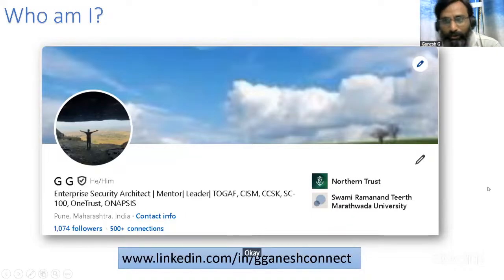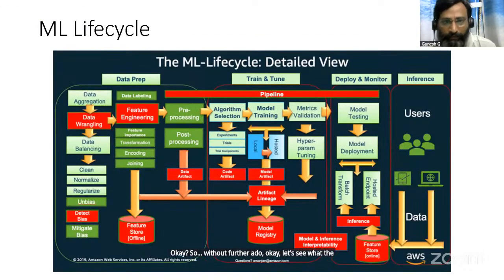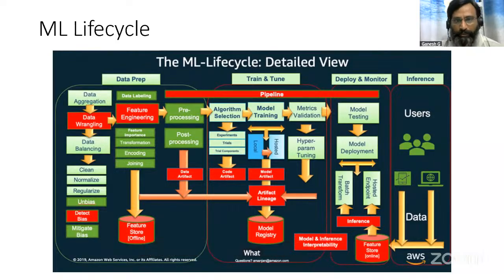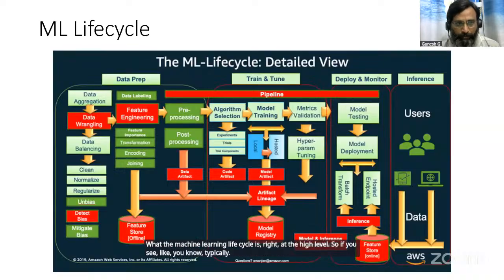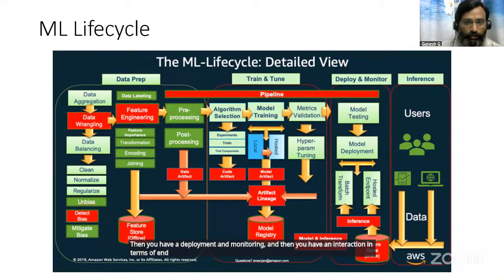Okay, so without further ado, let's see what the machine learning lifecycle would be. This is an AWS point of view, by the way. It's not that exhaustive and we'll not spend much time here, but at least we should understand what the machine learning lifecycle is at a high level. Typically you have a data preparation compartment, a train and tuning compartment, then deployment and monitoring, and then an interaction in terms of end users, API integration and all that.